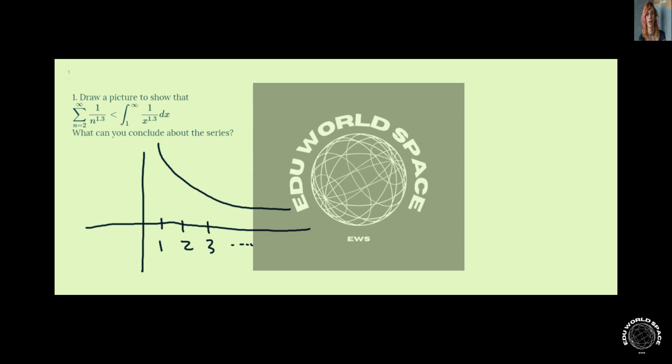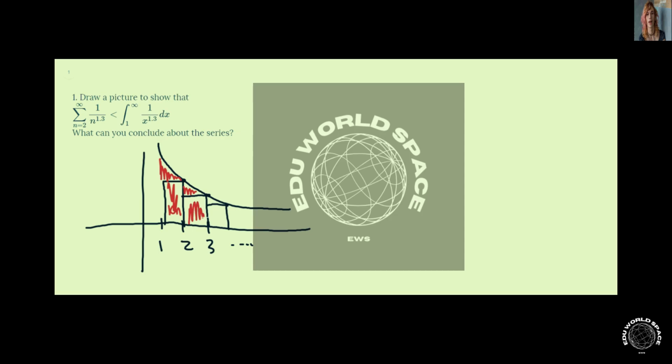when we're talking about our series, those are all going to be width 1 rectangles, starting with the height at 2, since we're starting with n equals 2. So that would be a rectangle, something like this. We have another rectangle here, and so on. However, the integral itself is the entire area underneath the curve, which, starting at 1, means we would include this area in addition to that of the rectangles.